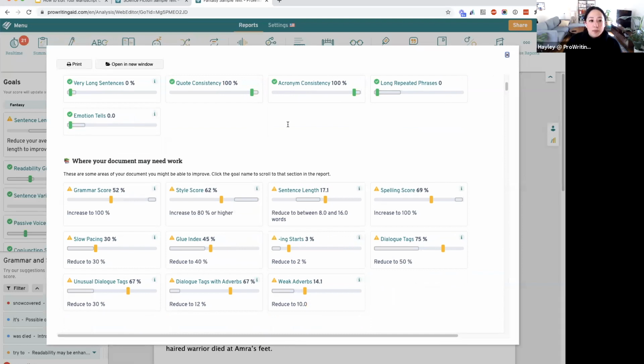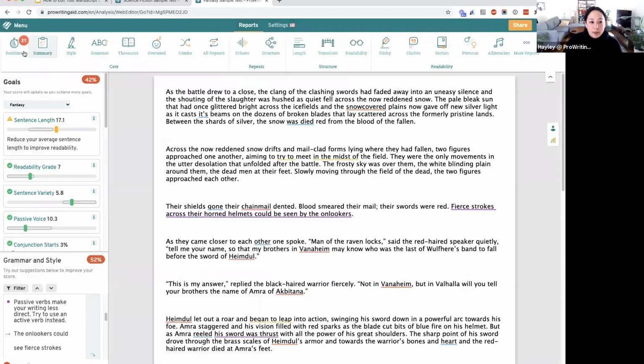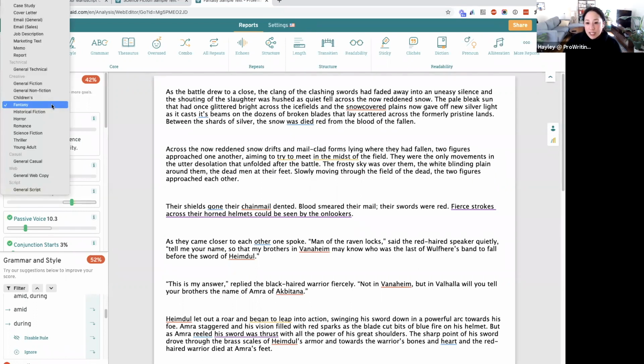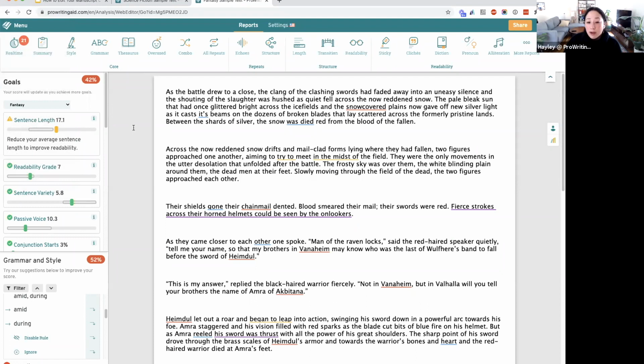Okay. So this is the real-time checker. Again, like we talked about before, the real-time checker gives you edits on grammar, style, spelling, and passive voice. Then you can go into each of the reports, which we talked about during the presentation. Now I want to highlight a couple key features of what's great about this. So not only are these goals, which we talked about, that you can edit and make specific for your type of writing, but we also have a lot of other in-app features.